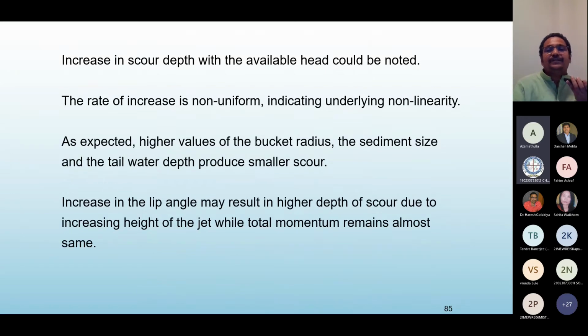Okay, all this I have discussed in the parametric analysis, right? Expected, higher values. So these are the results. Increasing the lip angle may result in a higher depth of scour due to increasing height of the jet. Total momentum remains almost the same. At that time, things kept changing; in a physical model, we cannot simply add and decrease here. But my boss wanted purely physical modeling, then the same physics. Okay, next please.